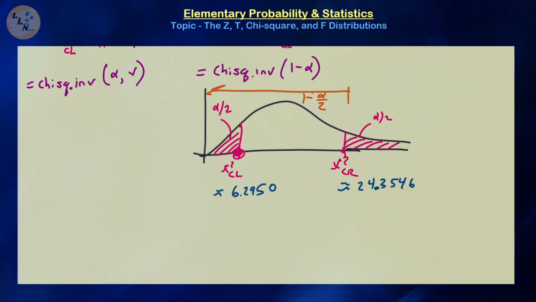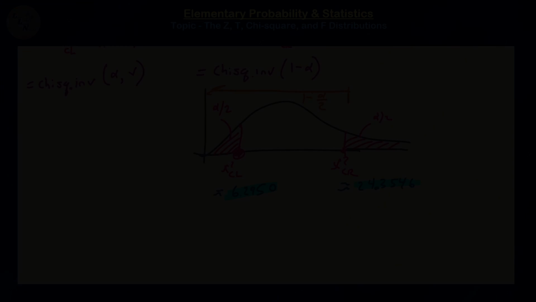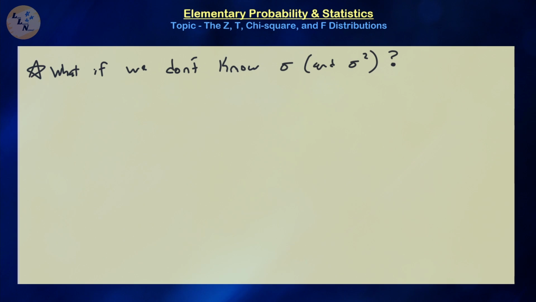Very important though, notice that these chi-squared values for the two-tailed test are not symmetric. So even though you can get away with only calculating one for the z distribution, you have to calculate both the left and the right critical values for a two-tailed chi-square test, which we're definitely going to look at applications of a little bit later. Both the z and the chi-square distribution are both related to the variance of a normally distributed population. But what if we don't know sigma? More so, what if we do not know sigma squared?